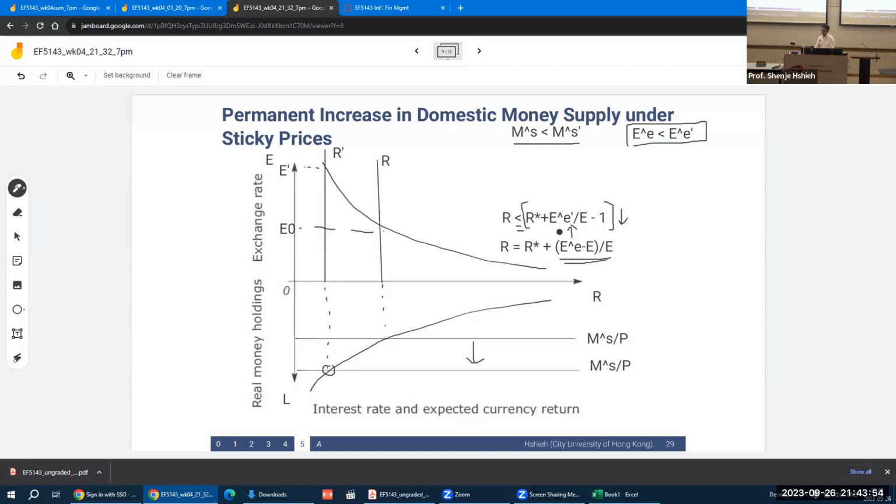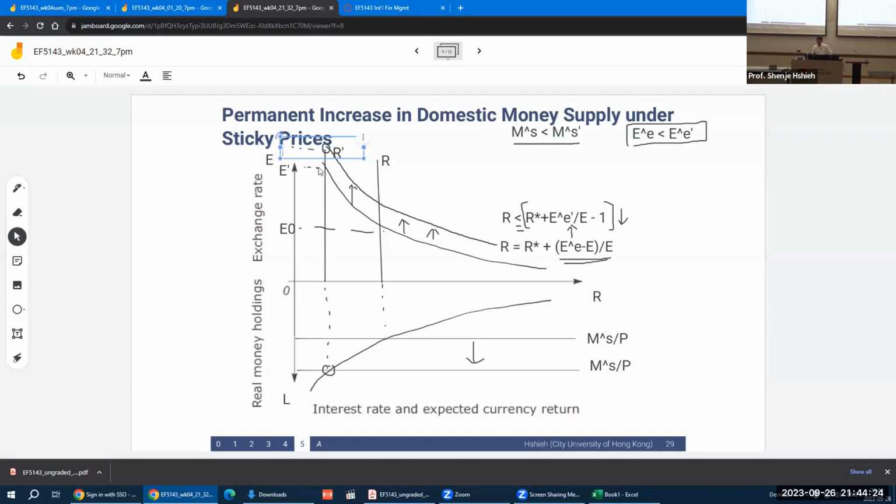How do we do that? We can further increase E. Agree? So what that means is that for any R, the entire UIP curve is shifting up. And so it's not E prime, it's actually up here. Let's call this one E double prime, okay?